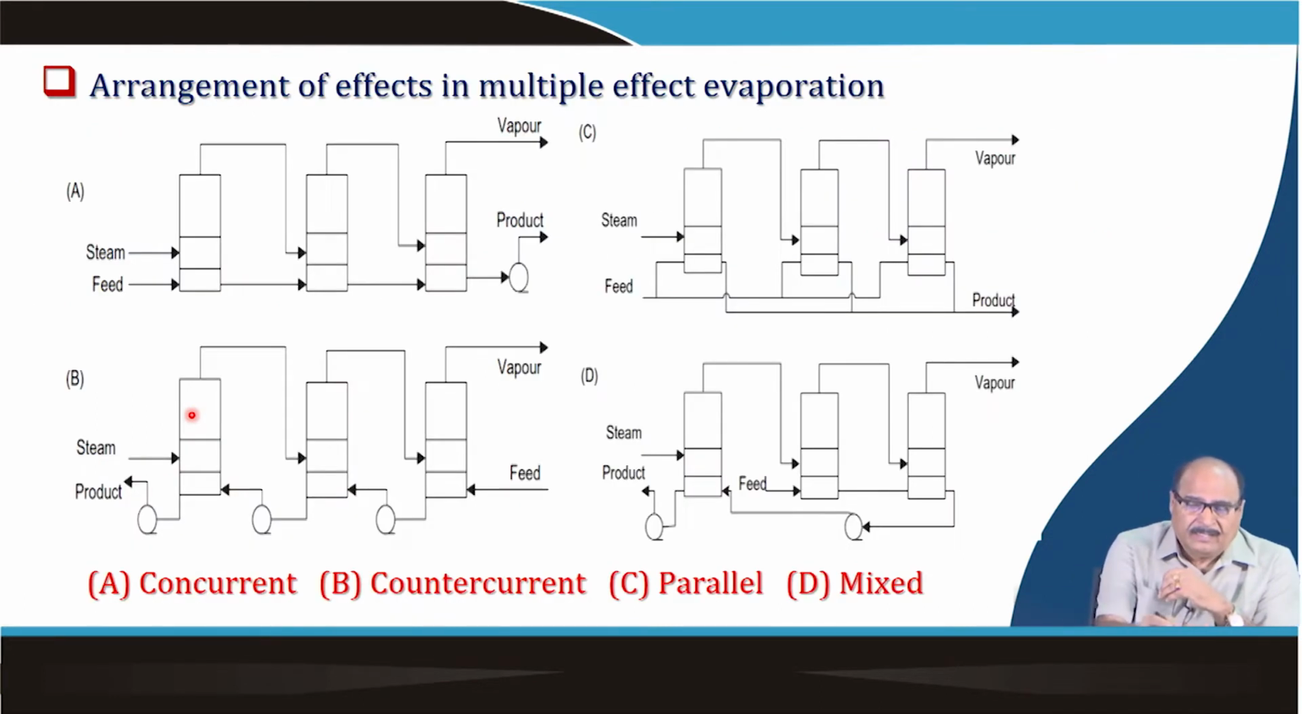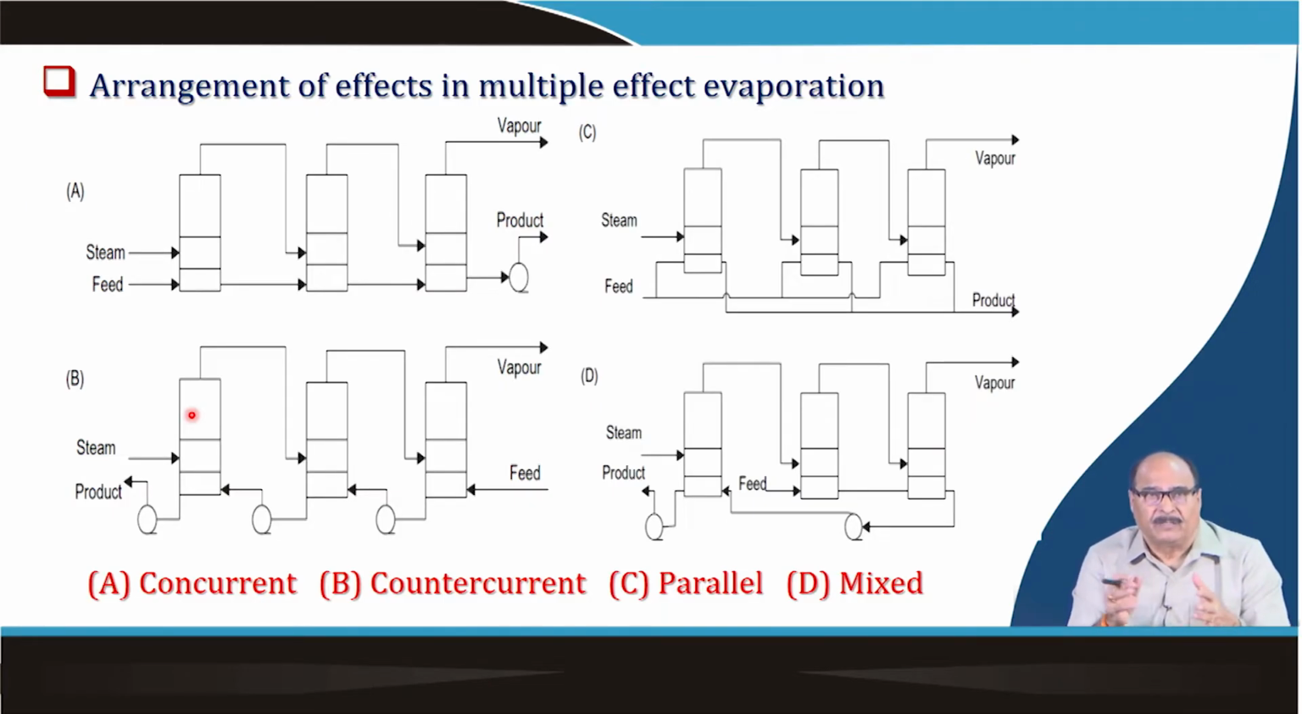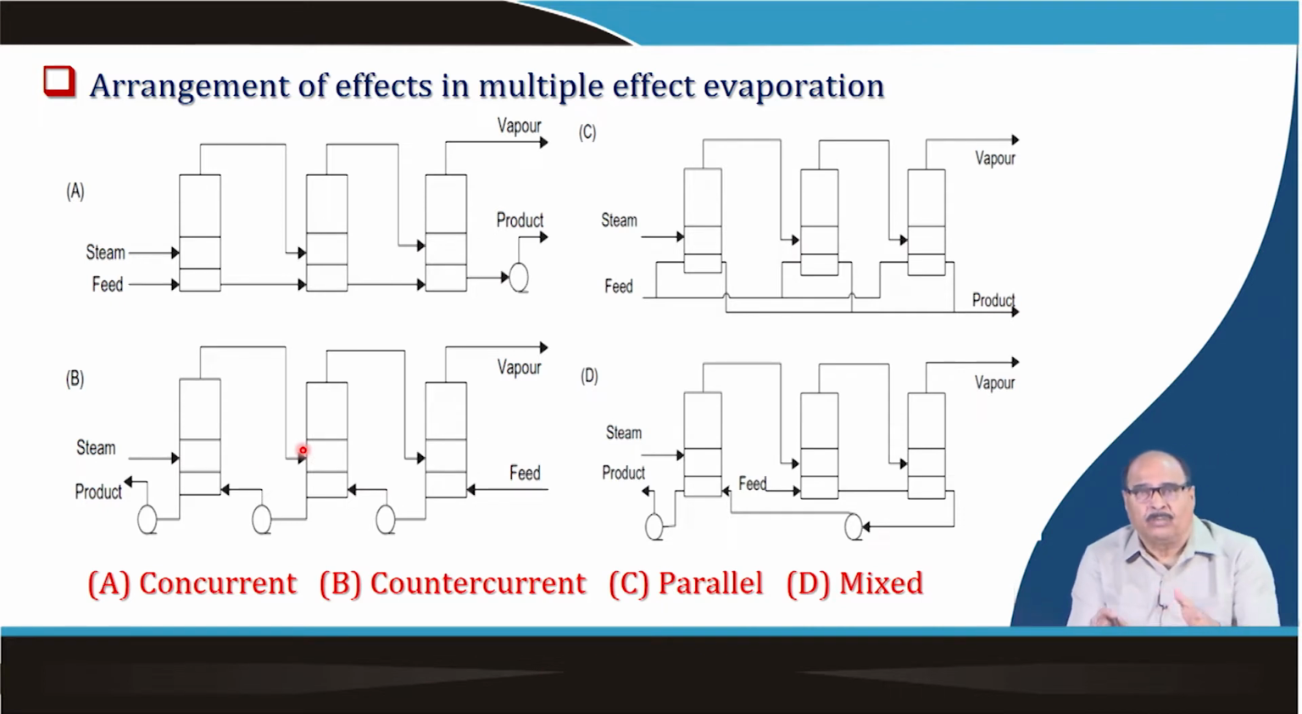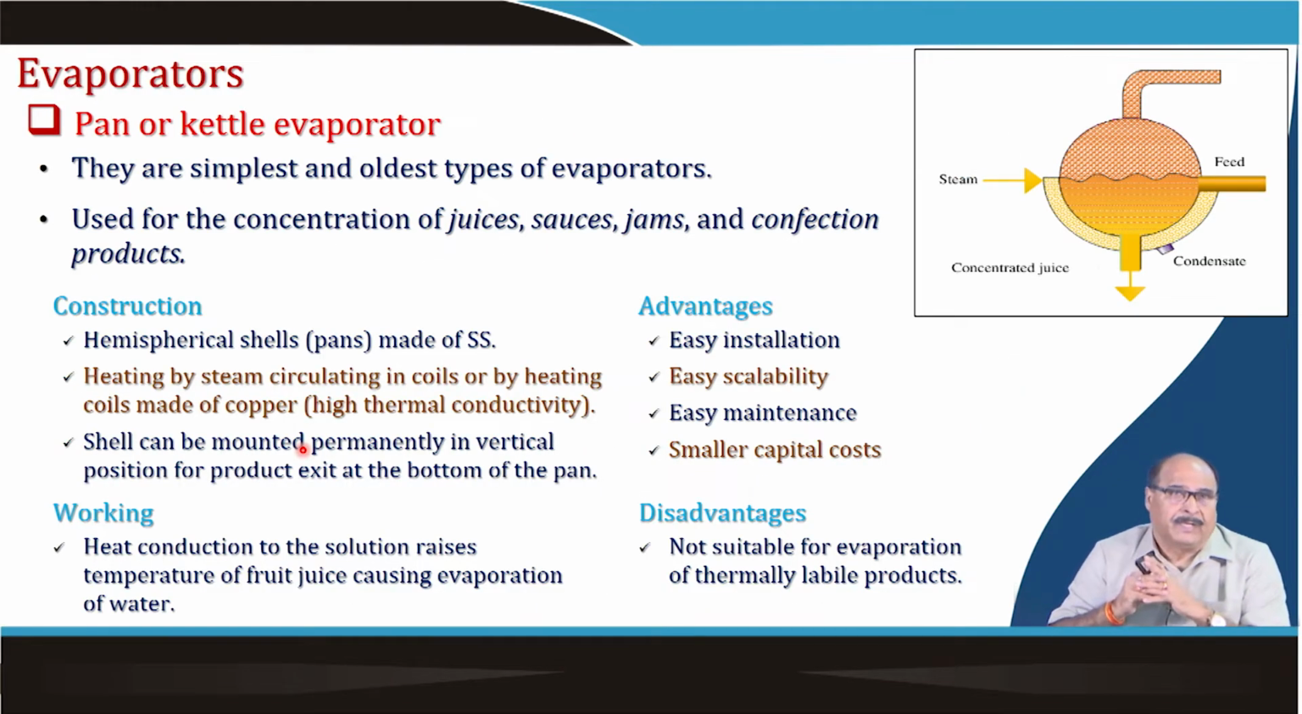Here there are different arrangements of evaporators, single evaporator and multiple, co-current or counter current. In the co-current arrangement you see the steam and feed both are going in the same direction. Parallel is almost a similar arrangement, whereas in the counter current, the steam is going from this side and the feed is entering from the opposite direction. So, their movement is opposite, or even mixed. So, these may be various arrangements for multiple effect evaporators.